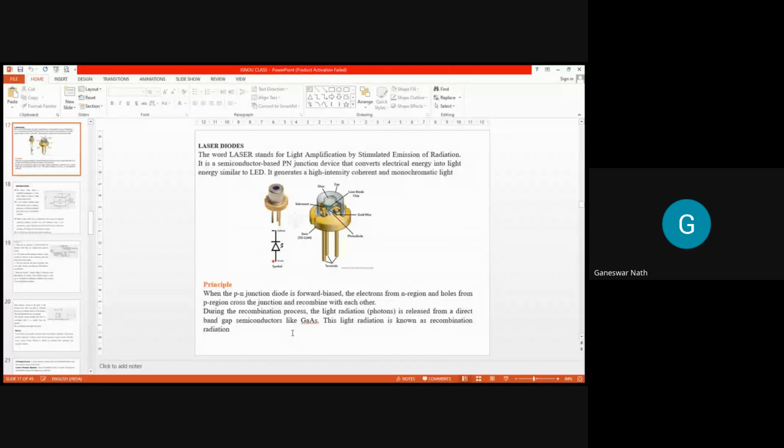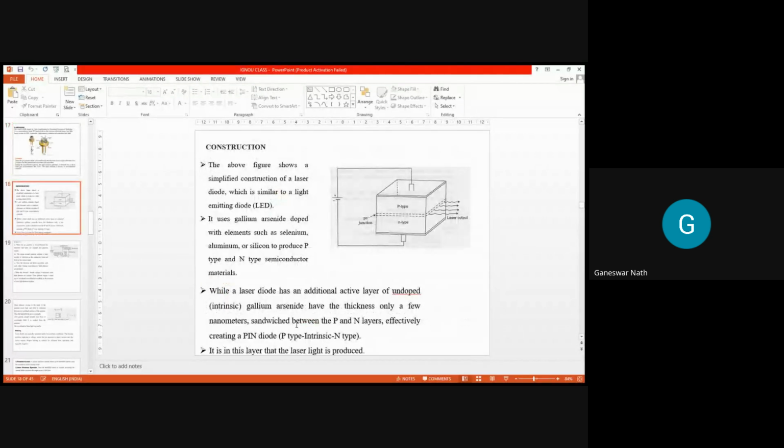Then we come to the construction. Here you can find the construction is similar to an LED, and it uses gallium arsenide doped with elements such as selenium, aluminium, silicon to produce the P type and N type. That means gallium arsenide simply doped with the source material produces an LED. This produces a laser diode.